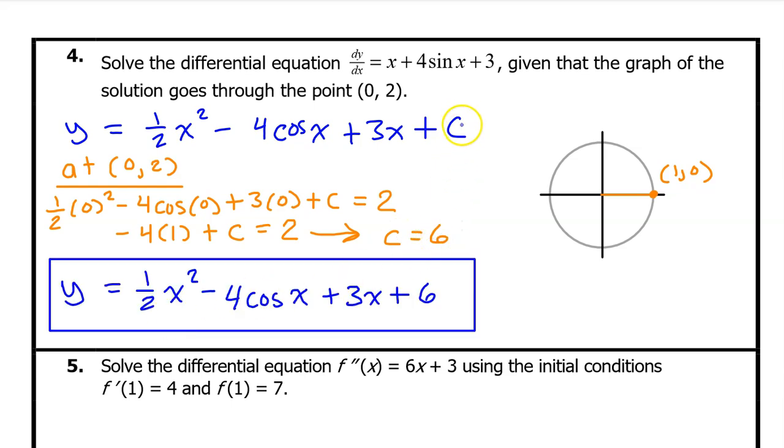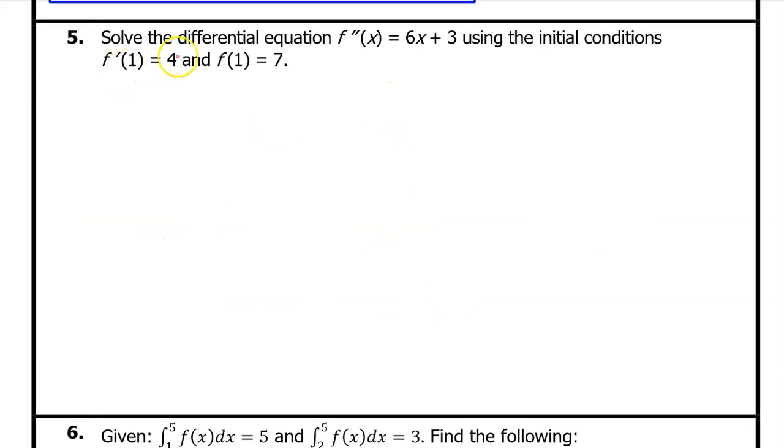Plugging 6 back in for c gives us this. This is the particular solution to the differential equation given the initial condition (0, 2). Number 5. Solve the differential equation f double prime of x equals 6x plus 3 using the initial conditions f prime of 1 equals 4 and f at 1 equals 7.